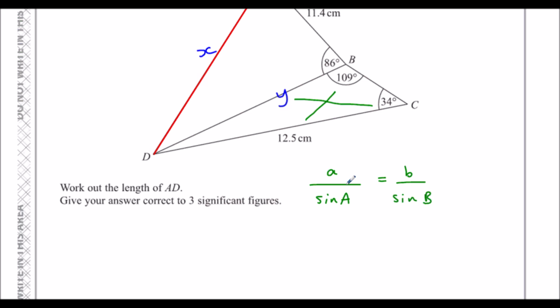I'm using the lengths on top because I'm working out a length. If I was working out an angle, I'd do sine a over a equals sine b over b. The length we're working out is y. It's opposite 34, so it's y over sine 34. And then the other length is b, which is 12.5. It's opposite 109, so it's over sine 109.